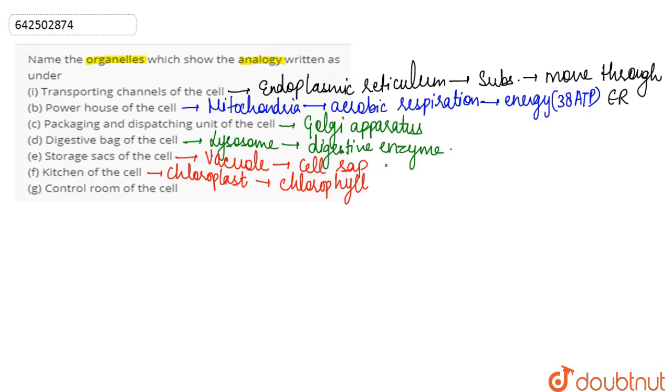The next part given to us is the control room of the cell. That is basically the nucleus, because every activity of the cell is controlled by the nucleus, and it also contains all the genetic information about the organism. So that's the control room of the cell. Basically it controls all the activities that have to happen in the cell. So these are the answers for the following parts.